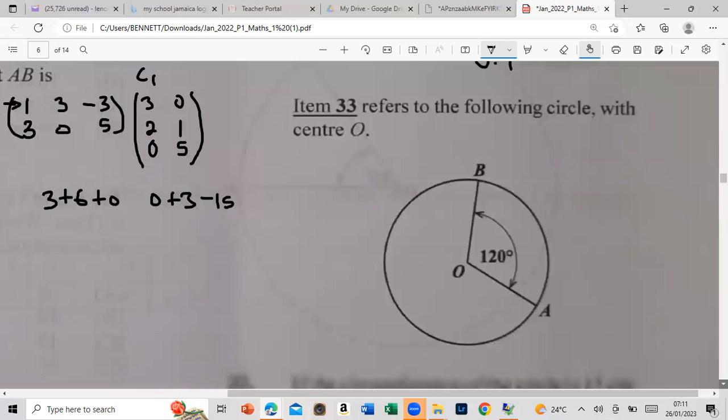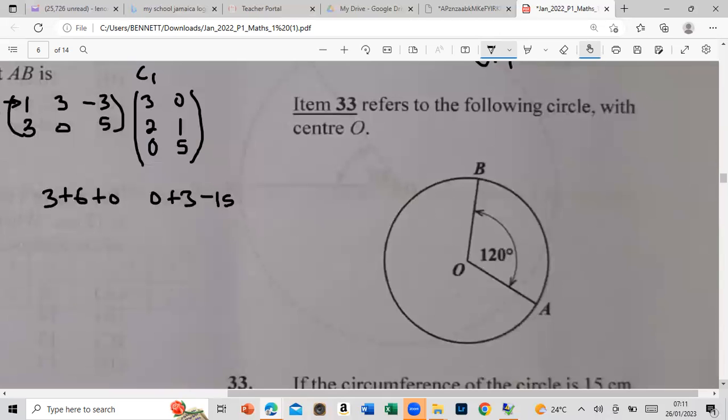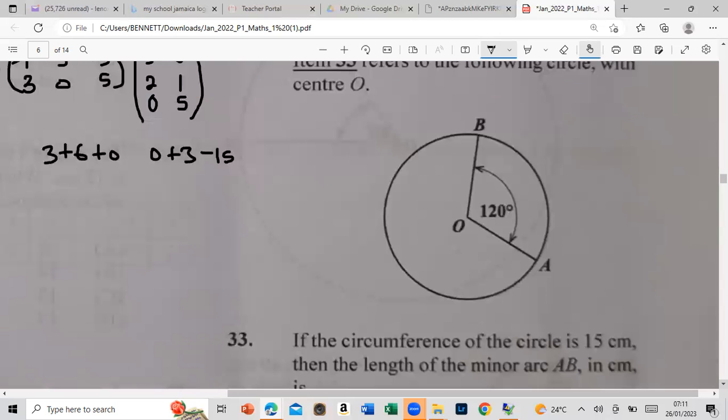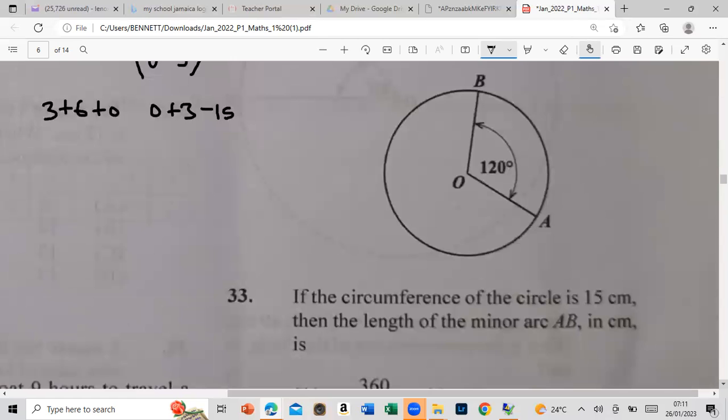Alright, item 33, circle with center O. They give the center O, and they say the circumference of the circle is 15 centimeters. So they are saying that the total distance around this is 15. When I go all the way around is 15. Then the length of the minor arc AB, which is this, so we're asking for this length.